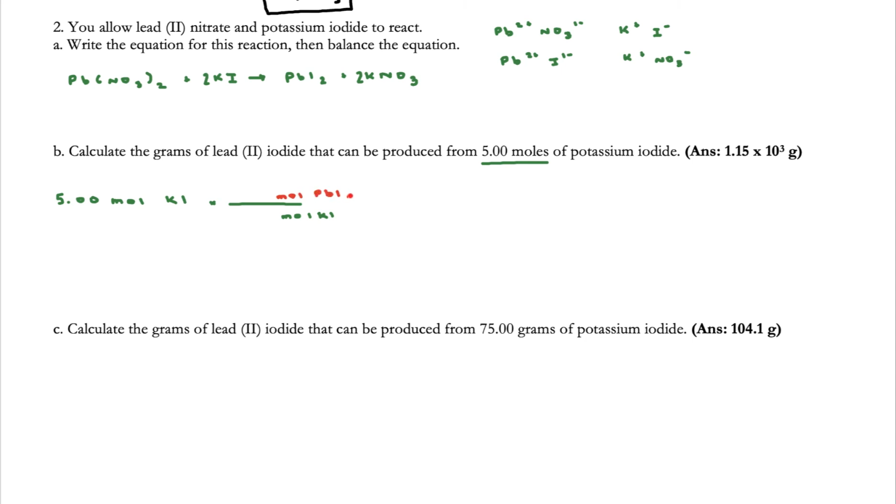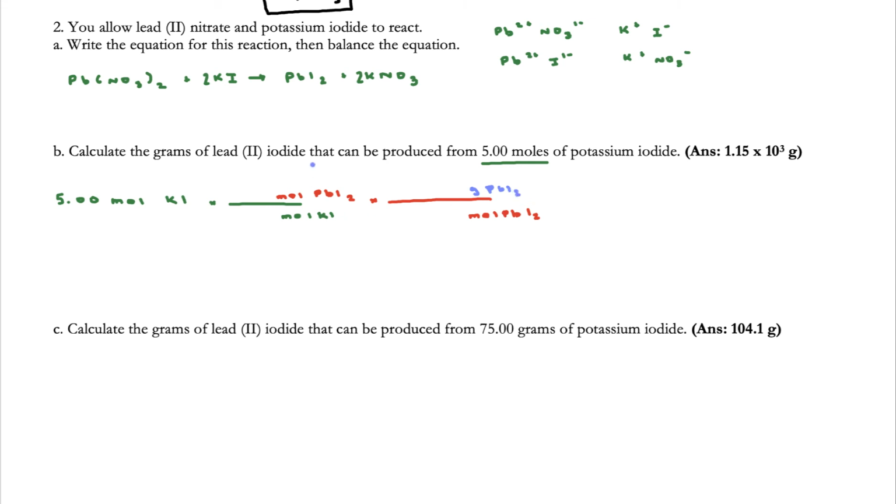Awesome. Now I'm in moles of lead iodide, which is wonderful, except I don't want to stay there. I need to get into grams. So I'm going to put moles of lead iodide on the bottom, and I'm going to put grams of lead iodide up top. All right. Now all I have to do is plug in my values.